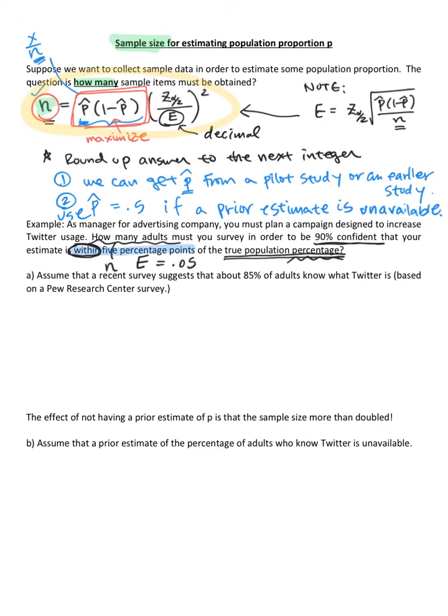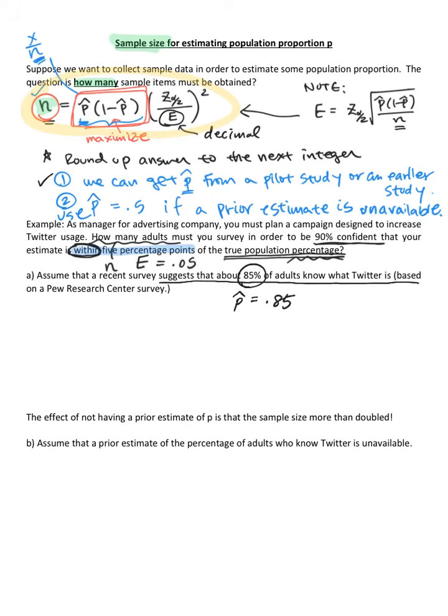All right, question A. Assume that a recent survey suggests that about 85% of adults know what Twitter is. So it looks like somebody did a survey already and they found that p hat is 0.85. So you can use this to figure out your sample size. So p hat is known, it's given. So it's option 1 now.